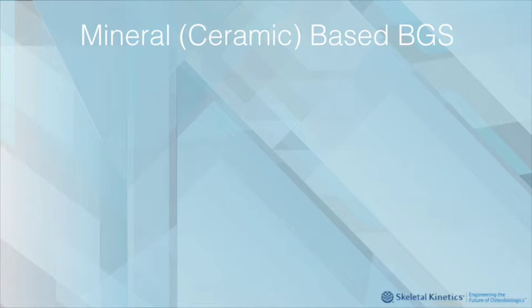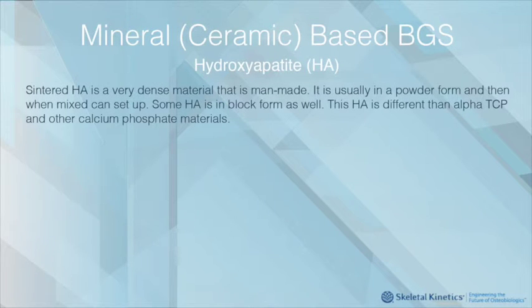The first mineral or ceramic-based graft we'll explain is hydroxyapatite. HA is a sintered hydroxyapatite, a very dense material that is man-made. It's usually in a powder form and then can be mixed to set up. Some HA is in block form as well. This HA is different than alpha TCP, which will be explained later, and other calcium phosphate materials.